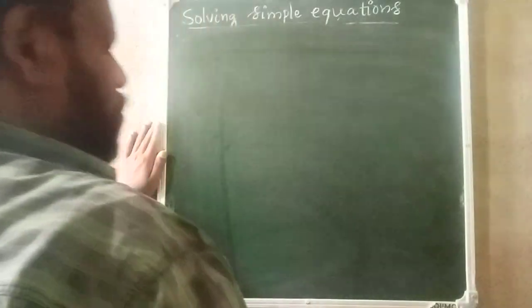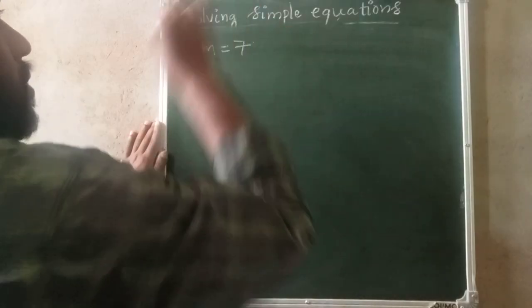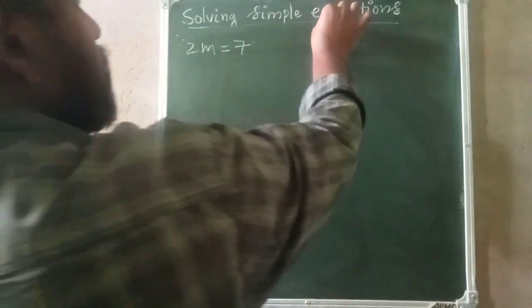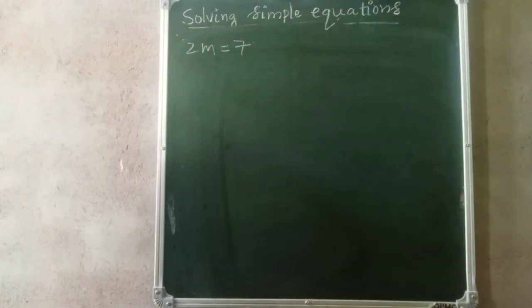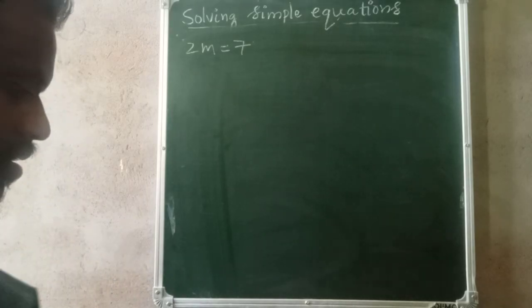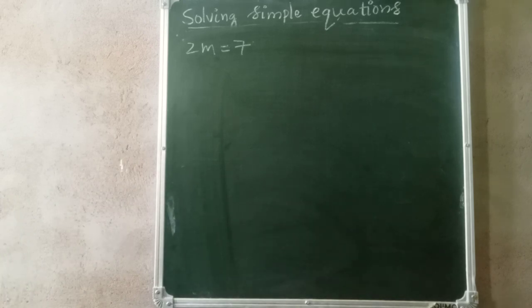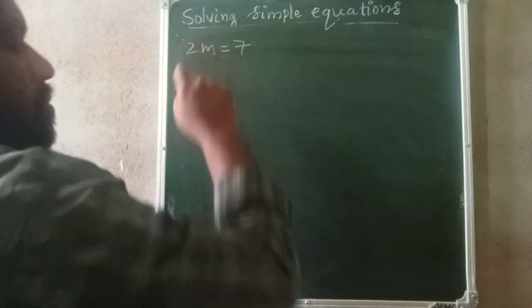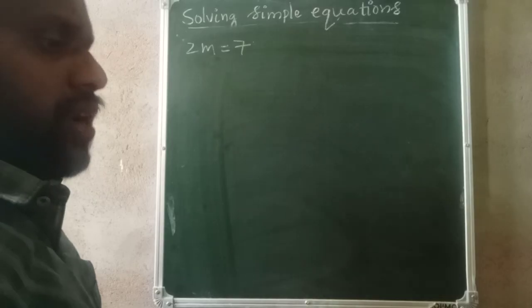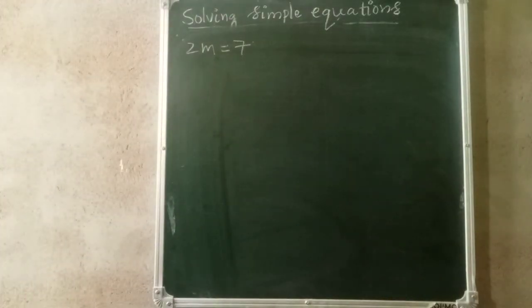Next equation I am going to take is 2m is equal to 7. Now here the variable is m. M is the variable. We have to find the value of m.